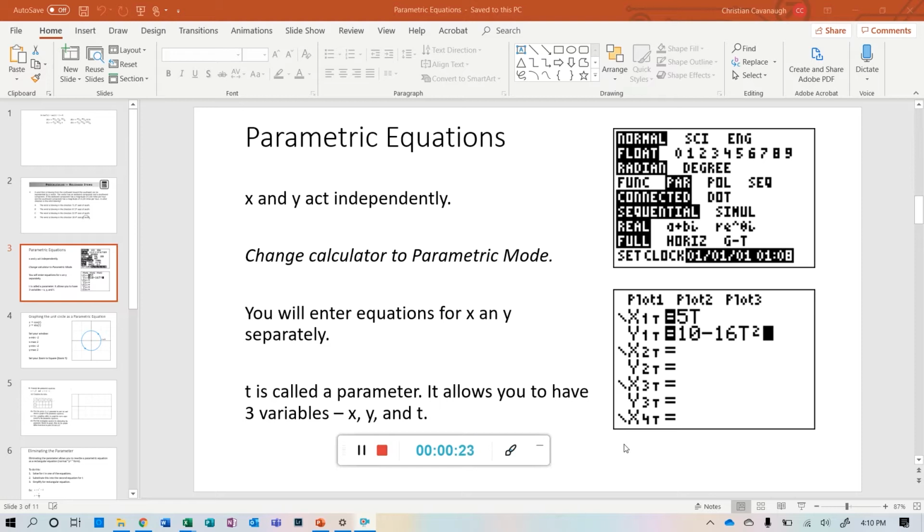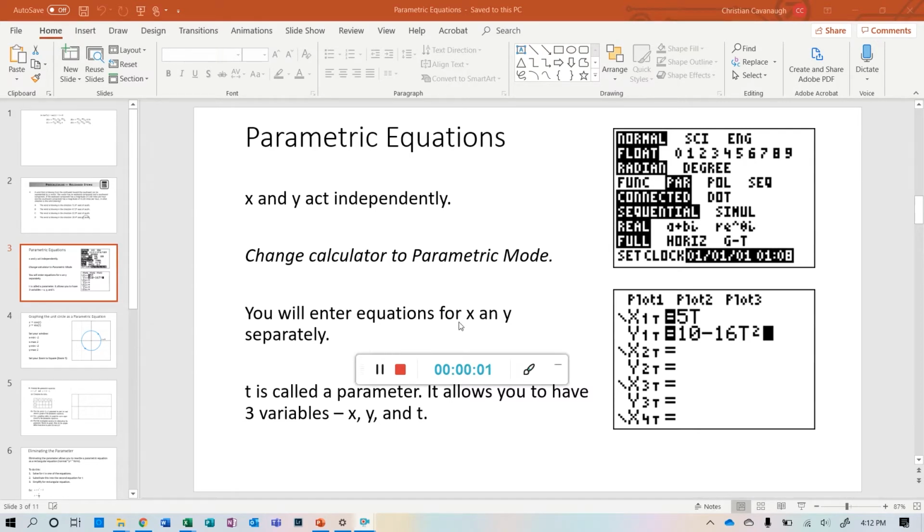And in parametric equations, x and y are going to act completely independently of each other. So if you change x, that doesn't necessarily change what happens to y. Instead, we're going to have a new variable. It's going to be t, and it represents time. It's called a parameter, and what we're looking at is how x and y change separately over time. So we're going to start exploring that a little bit today.